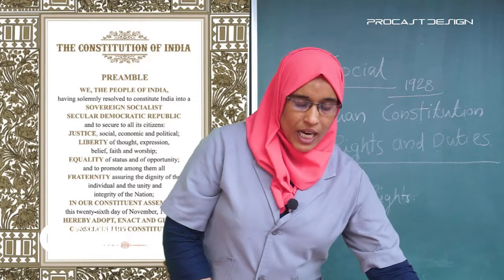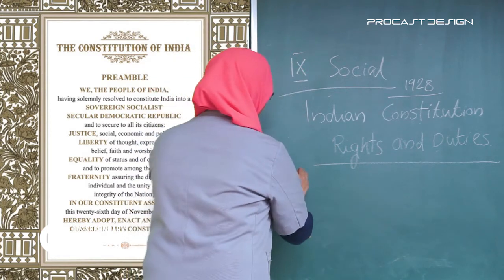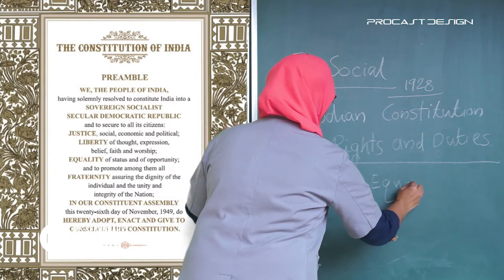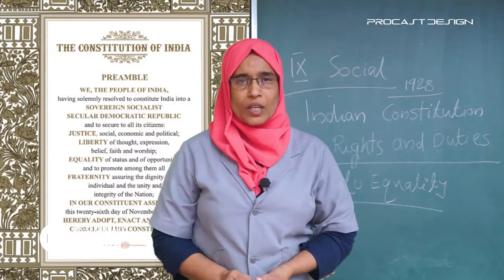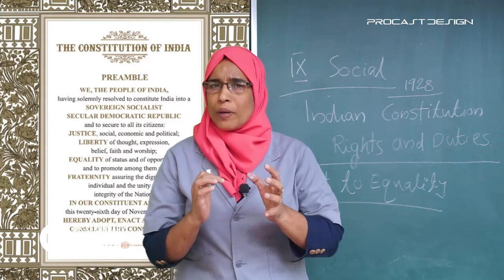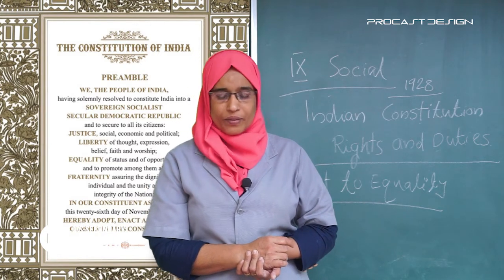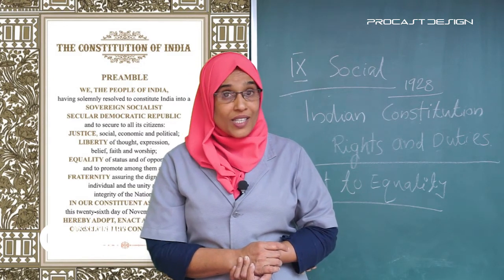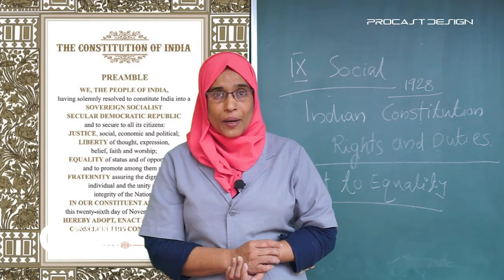First one, right to equality. Then take your textbook and read the newspaper headline news on page number 41: Human rights associations for demolishing the caste fort in Madhyamapuram village. Read the paragraph.